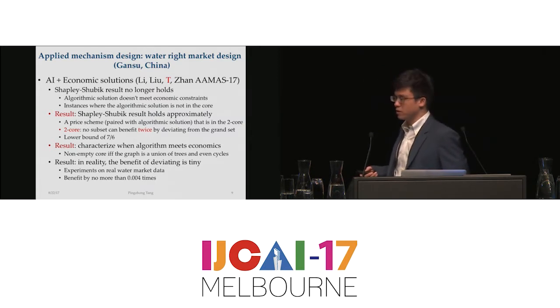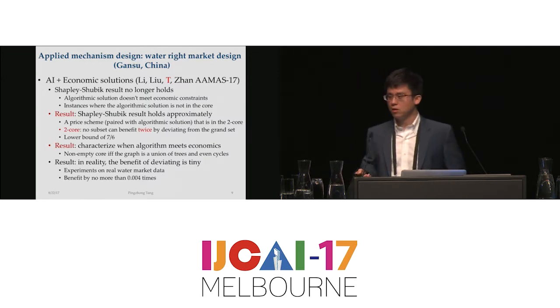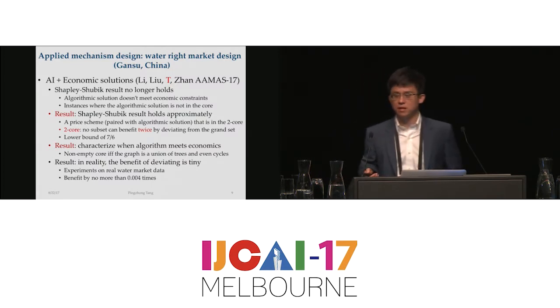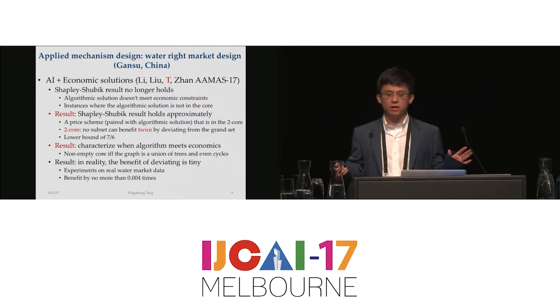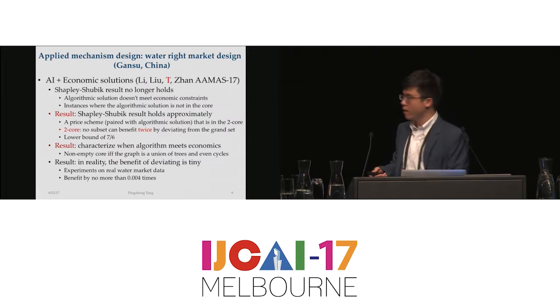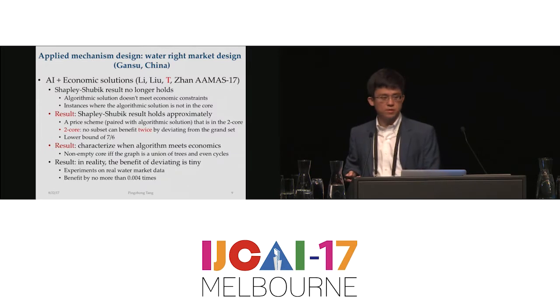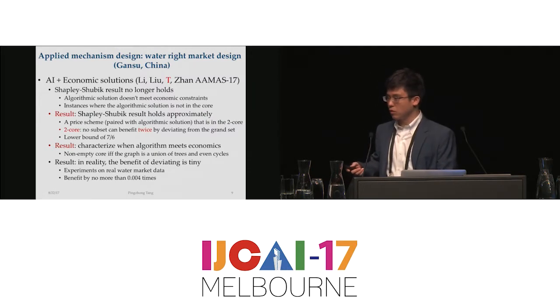In particular, we define this solution called two-core. So a two-core means that no subset can benefit twice. So if the player says, you know what, if I cannot benefit twice, I do not want to deviate, then this solution is stable. Okay? So we show that there is a price vector that corresponds to the maximum matching in the threshold graph such that it is in the two-core.